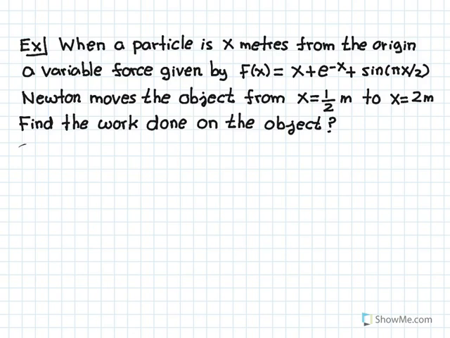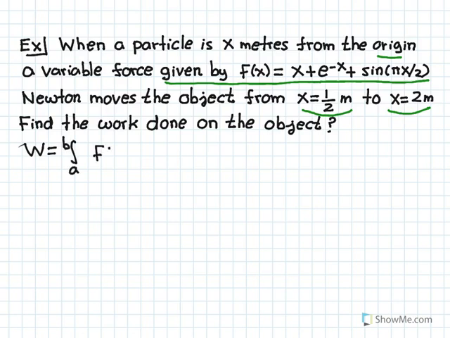When a particle is x meters from the origin, a variable force given by f of x equals x plus e to the minus x plus sine of pi x over 2 moves the object from x equals 1/2 meters to x equals 2 meters. Find the work done on the object. So we start by using the formula: work is equal to the integral from a to b of f of x dx.